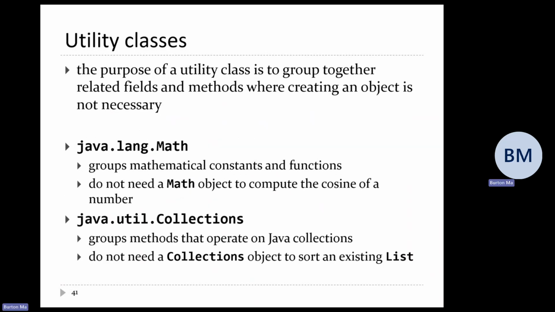The reason for having utility classes is that they group together a bunch of related fields and methods that you can use without making an object. Math groups together a bunch of mathematical constants and functions. You don't need a Math object to compute the cosine of a number. Collections groups together methods that operate on Java collections like lists. You need to make a list to call the method, but you don't need to make a Collections object to call the methods in Collections.